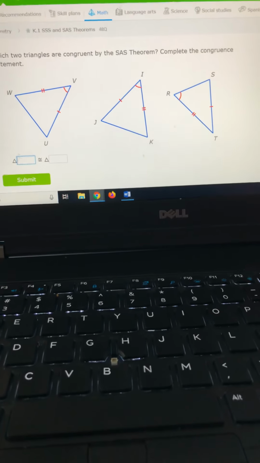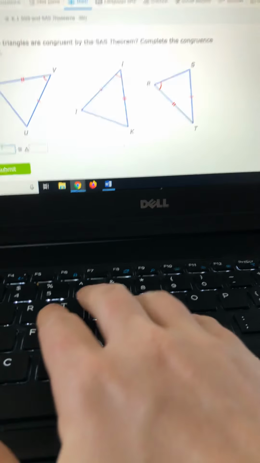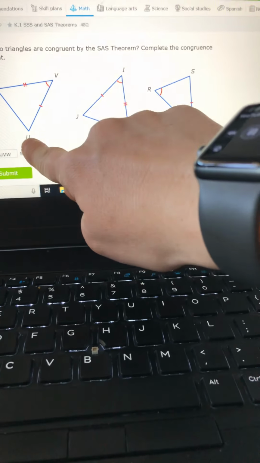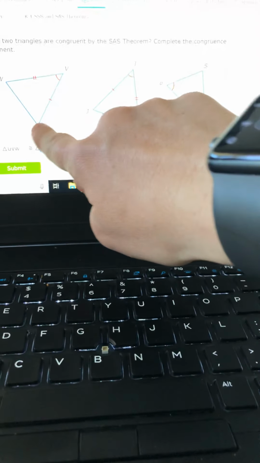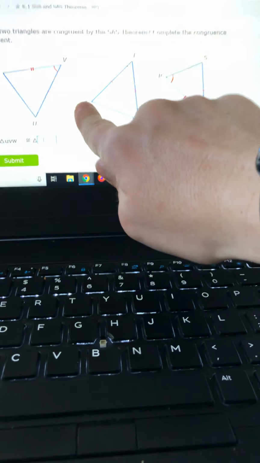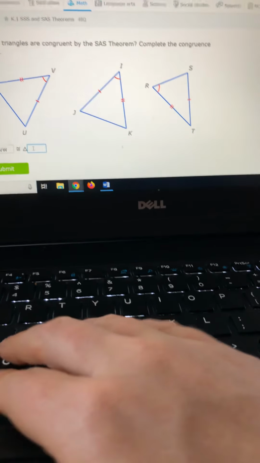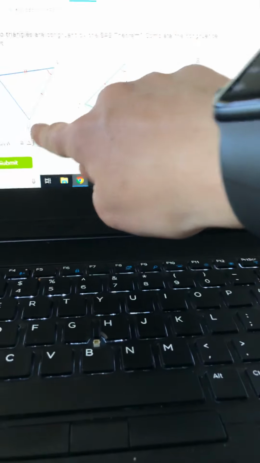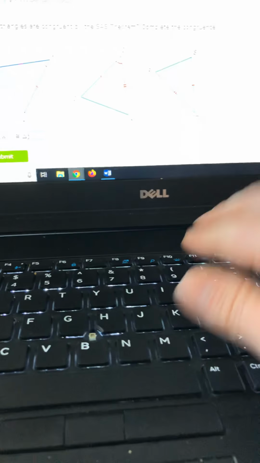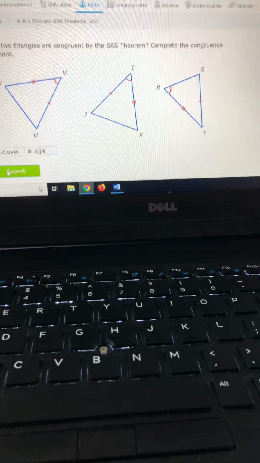So name the first triangle however you want. I'm gonna go UVW. Okay, and my second one just has to match. So U is by 0 ticks and 1 tick. So 0 ticks and 1 tick would be J. So J needs to come first. And then U followed the 1 and then the 2. J followed the 1, so I and K. And submit. Okay, they're all like that.